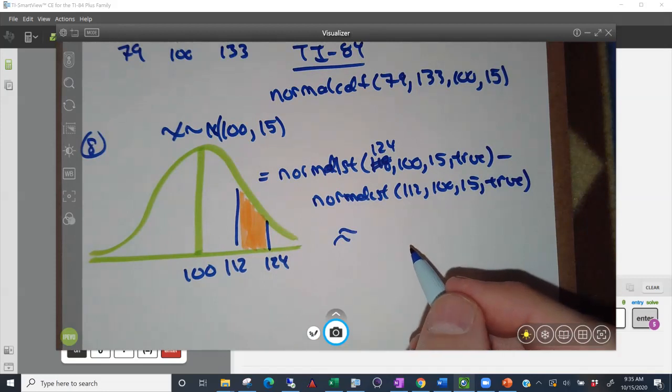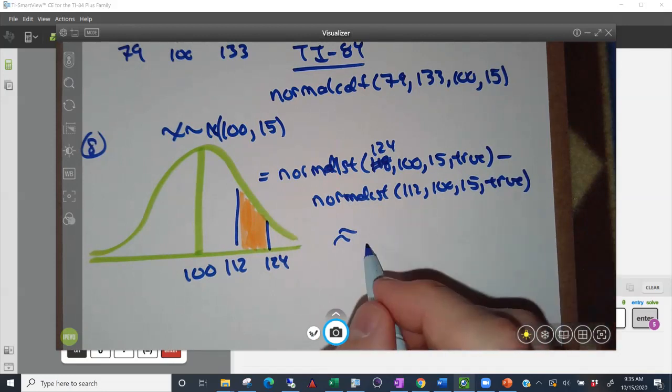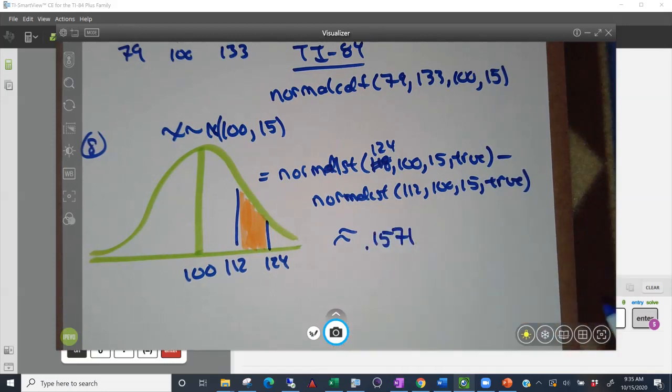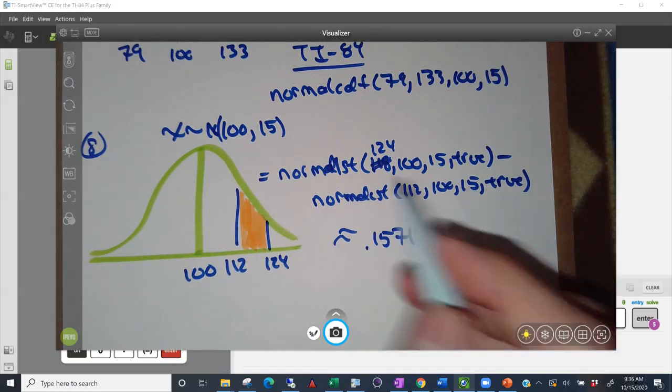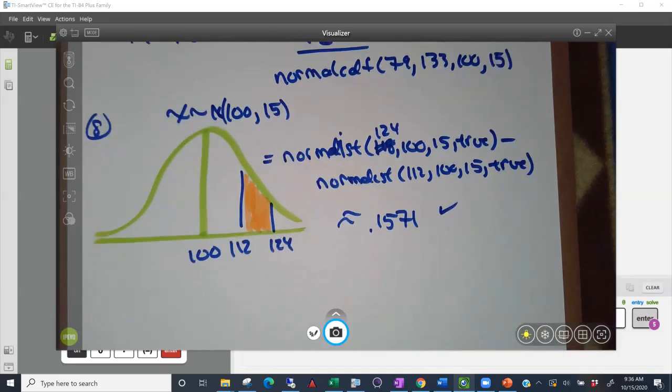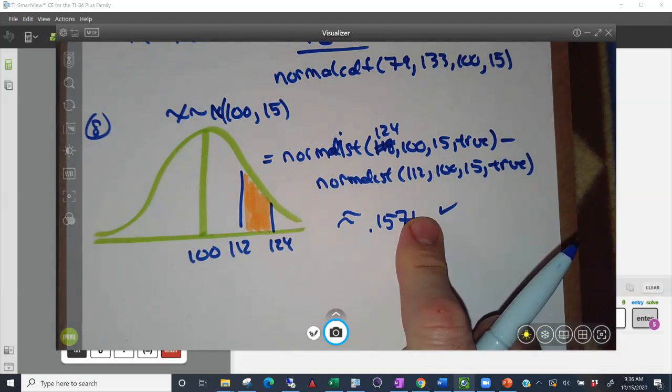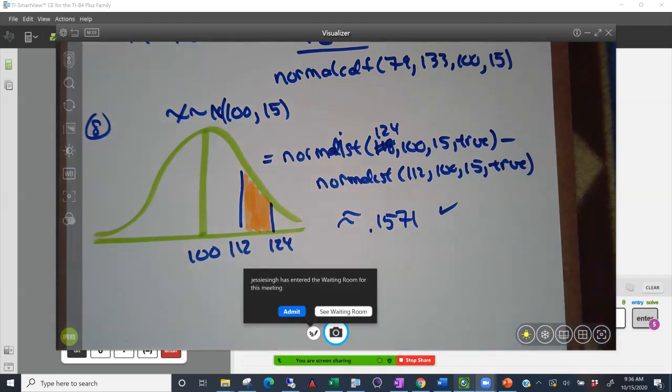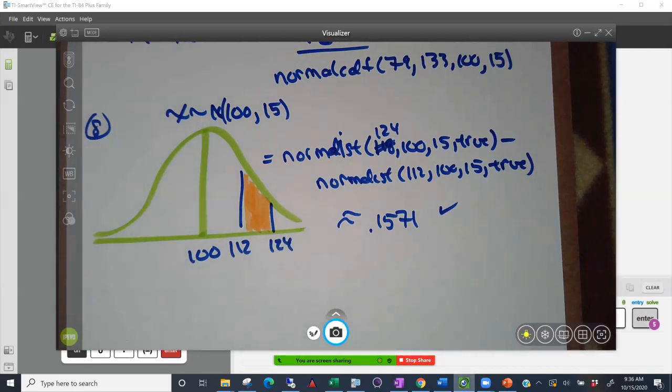What'd you guys get for that one? Point 1571. Is there a consensus on that one? Yeah, I got the same thing. Yes. Okay, me too. Cool. Great minds think alike. Beautiful. So are you comfortable with this so far? Yes. All right. You need me to do this on the TI-84? Or are we good there? I'm good. Did it on the calculator and it was easy enough. Okay, all right. Yeah, the between the two numbers is the easiest one to do on the calculator.